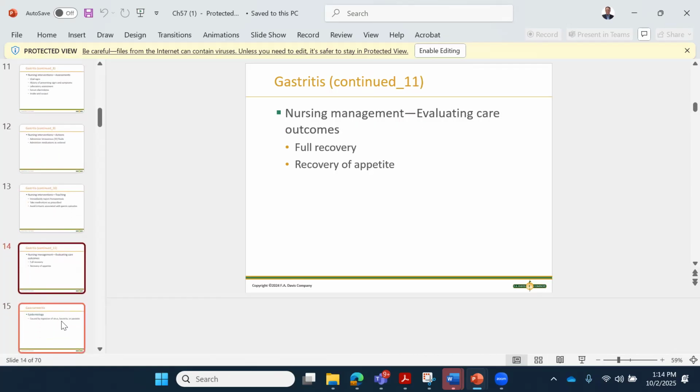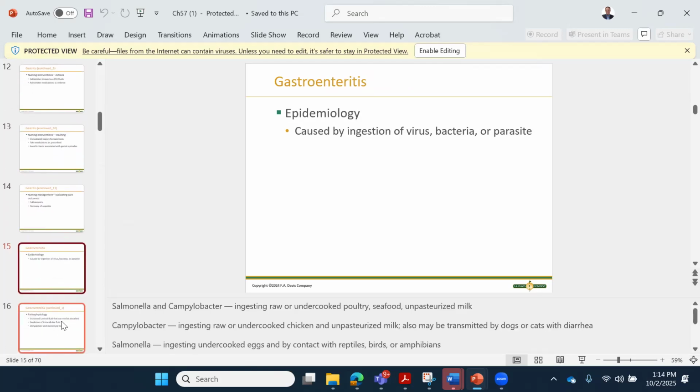Again, avoid irritants. You would evaluate outcomes expecting a full recovery and recovery of appetite. And then it goes into gastroenteritis. And gastroenteritis is the type of condition that's truly associated with either bacteria through undercooked foods, unpasteurized milk, or parasites, or the ingestion of a virus.